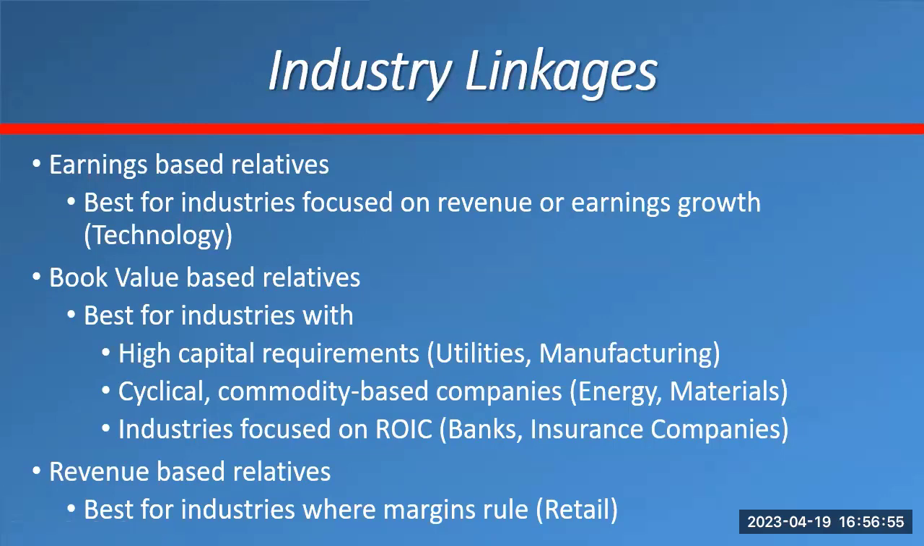So price to book or price to 10 years of earnings work really, really well for energy and materials. I had one guy come in whose asset class was emerging markets. He argued for price to book for emerging markets because of the really wild cycles of those, and a lot of them are energy and material based anyway. And then banks and insurance companies, those are focused on return on invested capital. For banks and insurance companies, we always use price to book. It's just the norm.